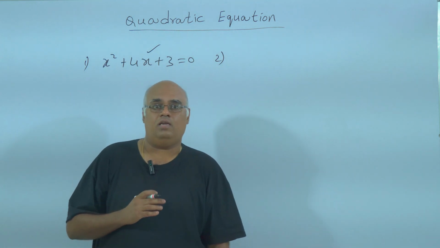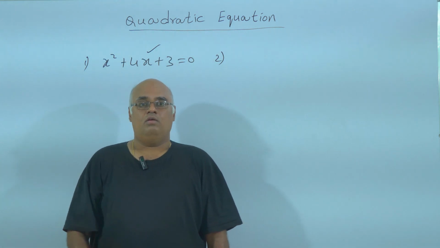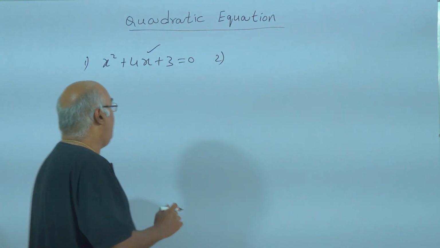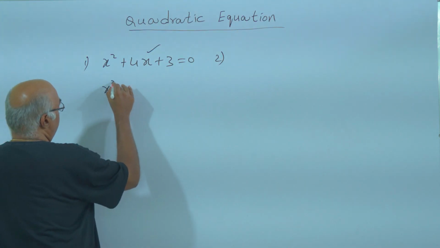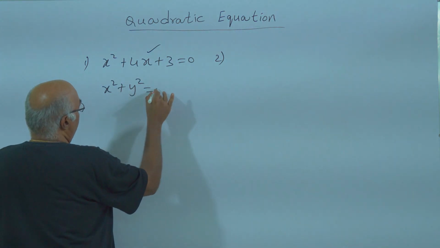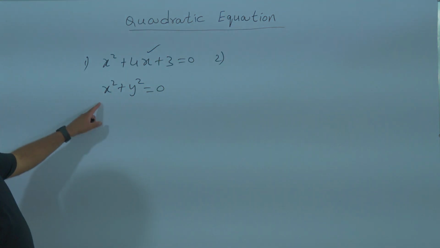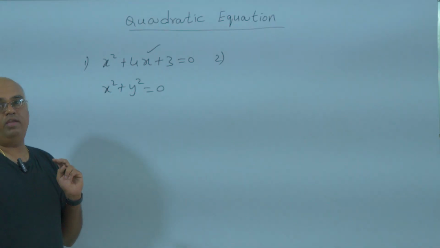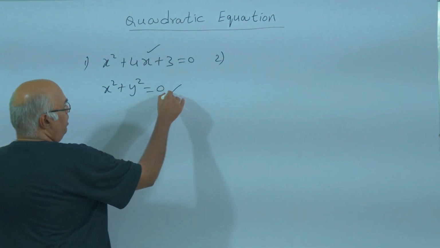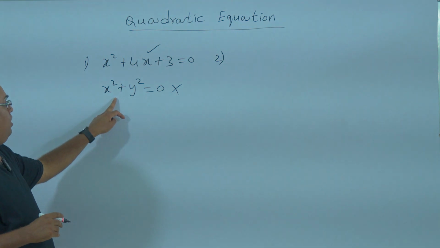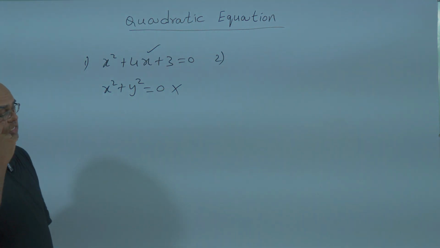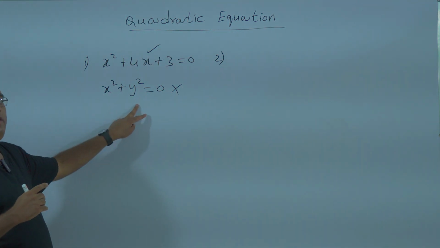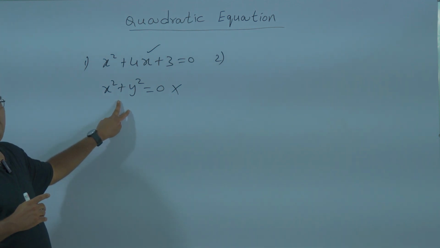Now let us understand the definition of a quadratic equation through some examples. For example, take the equation x square plus y square is equal to 0. If you observe here, there are two variables. If the equation has two variables, you can't call this a quadratic equation. The highest power of the variables is 2, that's fine, but here you have two variables, so you cannot call this a quadratic equation.